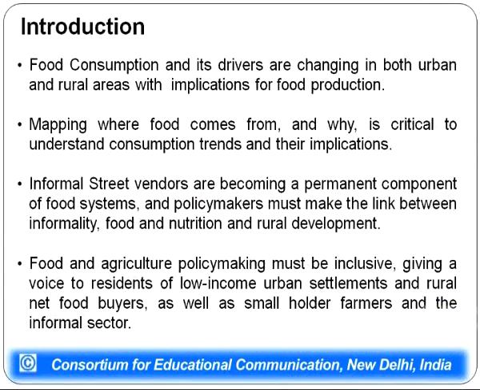Food and agriculture policy making must be inclusive, so that we can have a say from different cross sections of society, giving a voice to residents of low income urban settlements and rural net buyers, as well as smallholder farmers and informal sectors. So, food security must be considered in a more comprehensive way, where we have to develop linkages between rural food security and urban food security.